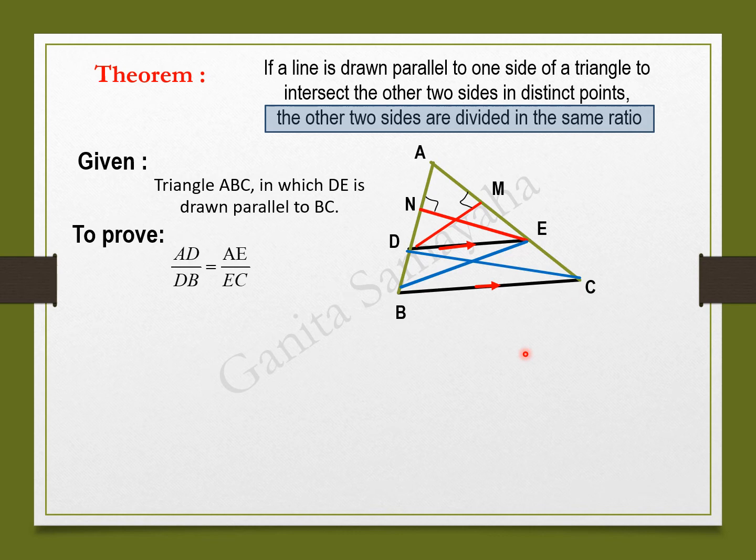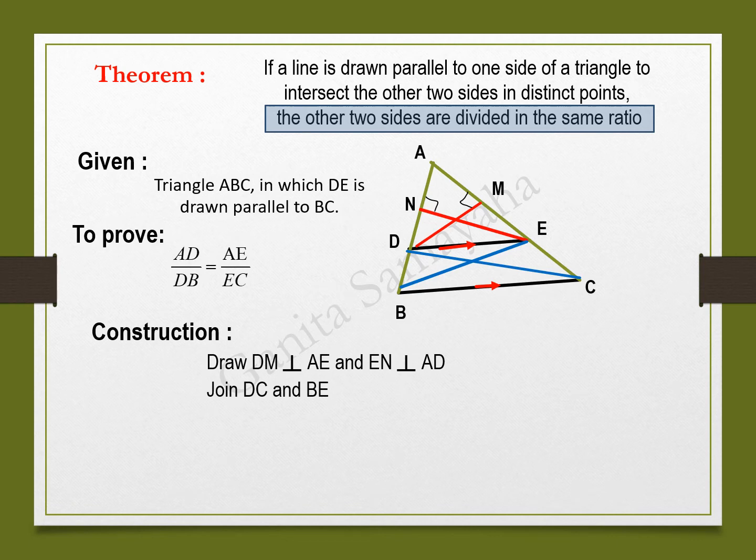Okay, so this is the concept that we have to understand and not always take from memory. Okay, children. So we write that construction is draw DM perpendicular to AE, EN perpendicular to AD, join DC and BE. So much we have done. Now we have to see how we get this ratio. Okay, so I told you we are primarily interested in finding the area. So we want AD by BD. So we will compare the area of this triangle ADE and this triangle BDE.